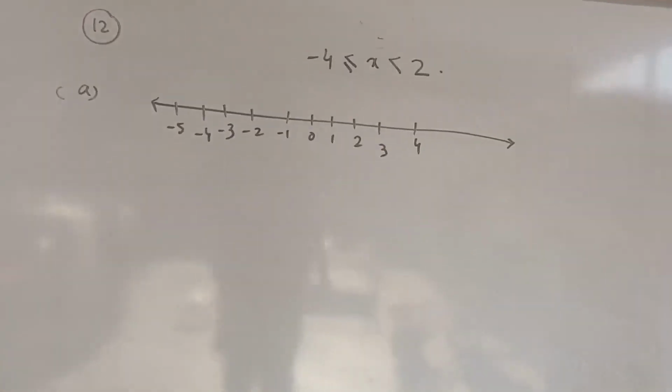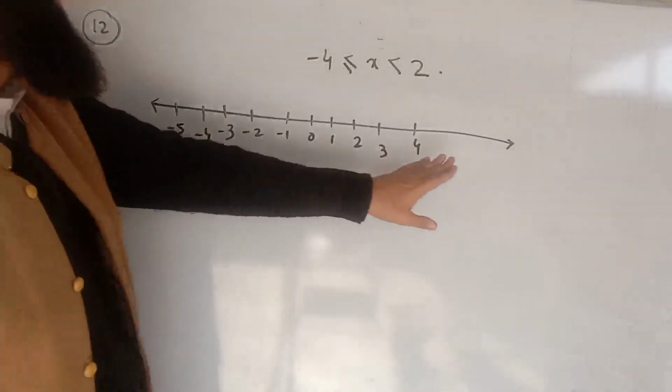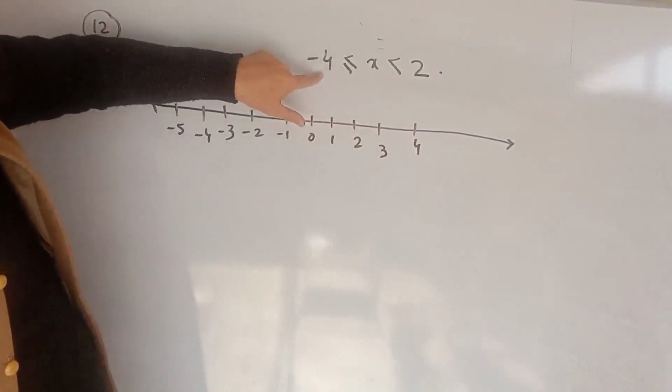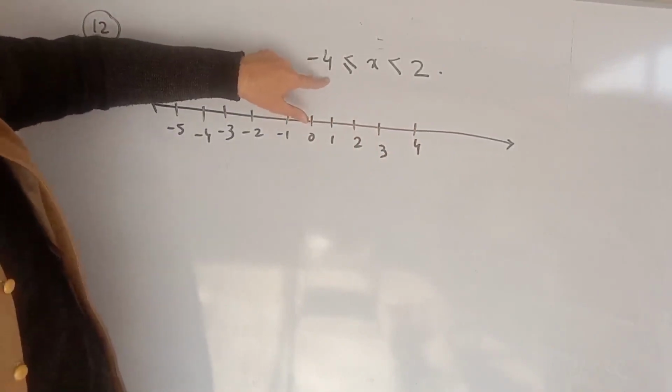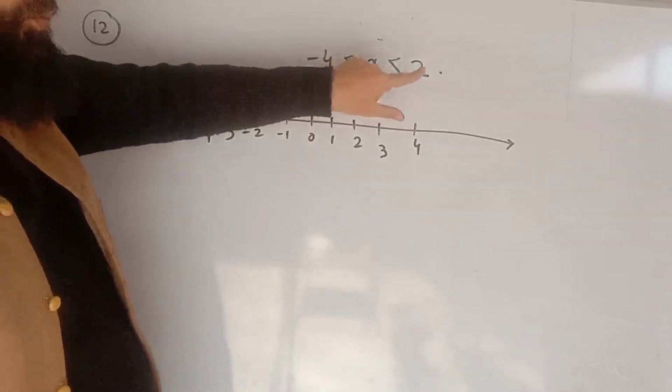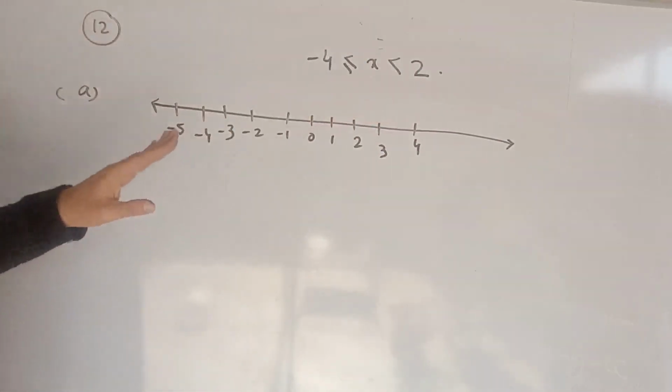Next question 12, part A is, we are given a number line in the answer space, and the question is we have to represent this inequality: -4 is less than or equal to x is less than 2. We have to represent this on the number line.